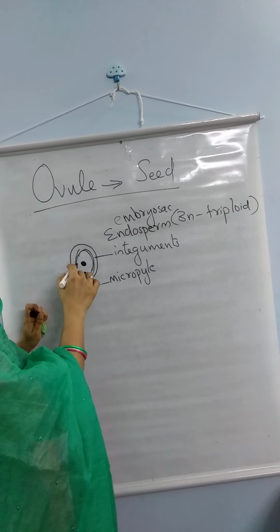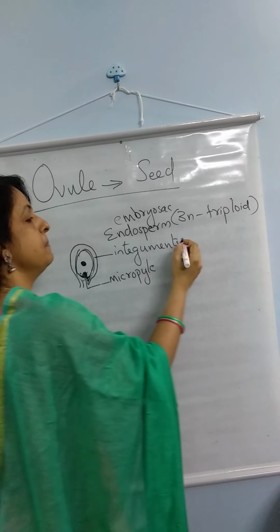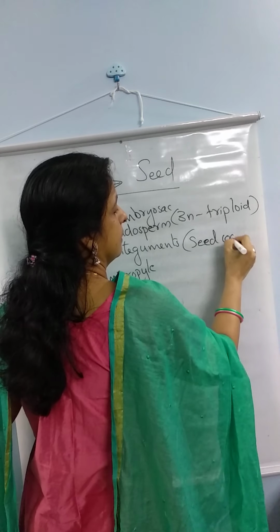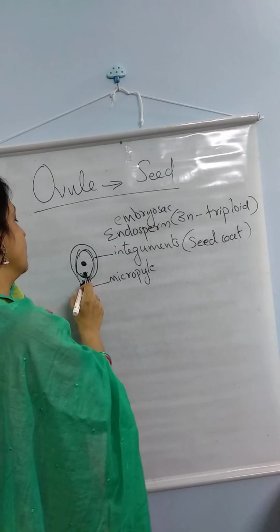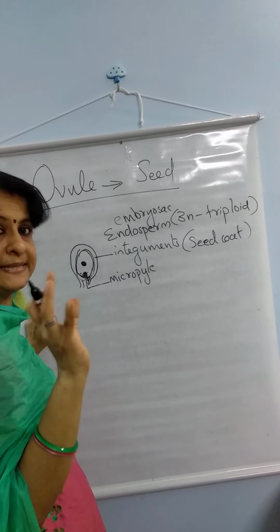Now, when the ovule is converted to seed, what all changes happen? The integument becomes seed coat. So when seed is formed, the integument becomes seed coat. Now, this micropyle will remain as a small, minute hole in the seed coat.